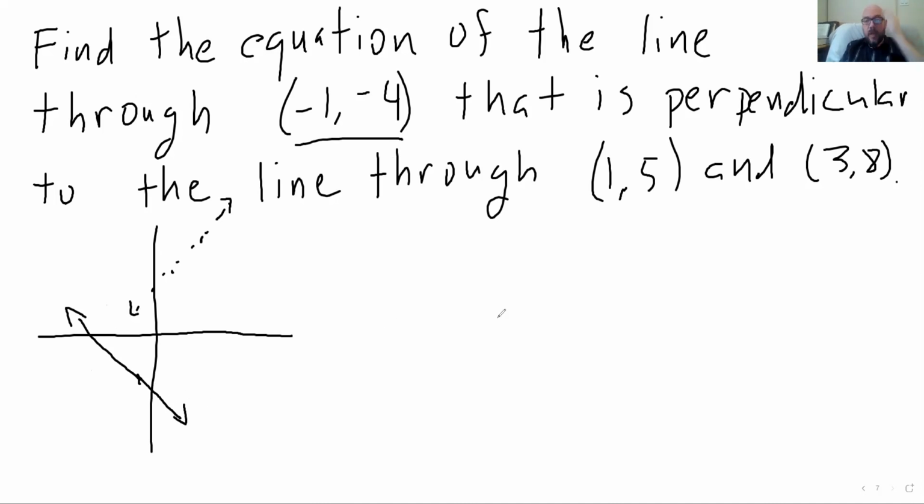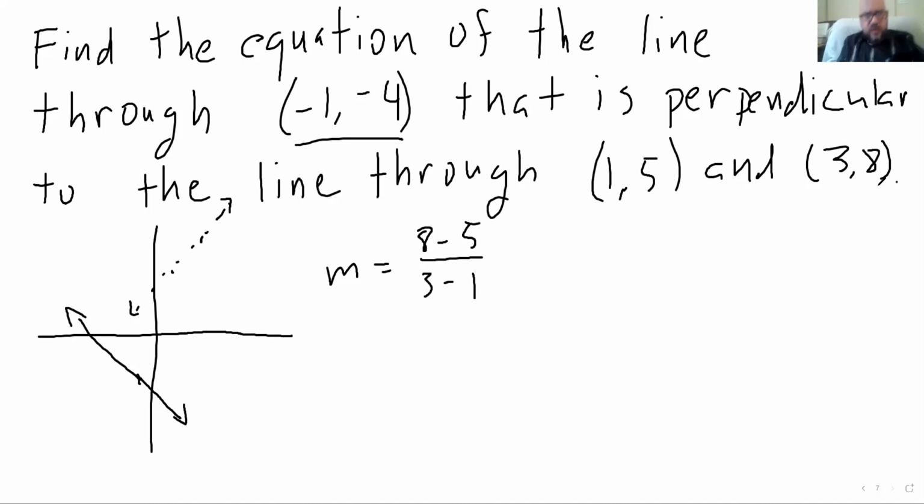So let's do that. I'm going to go ahead and use the slope formula. I'm going to call this x1, y1 and x2, y2. And say that my slope for that dotted line is 8 minus 5, right? The difference in the y coordinates divided by the difference in the x coordinates.